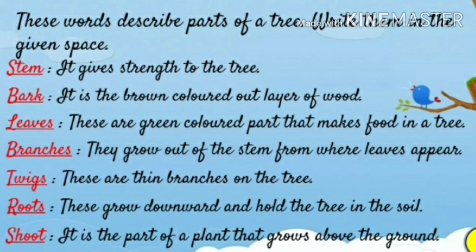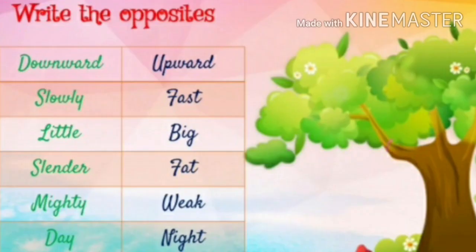Branches. They grow out of the stem, from where leaves appear. Twigs. These are thin branches on the tree. Roots. These grow downward and hold the tree in the soil. Last one, shoot. It is the part of a plant that grows above the ground.